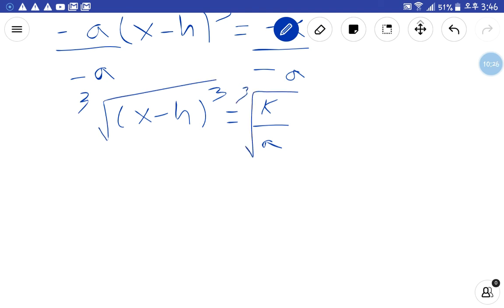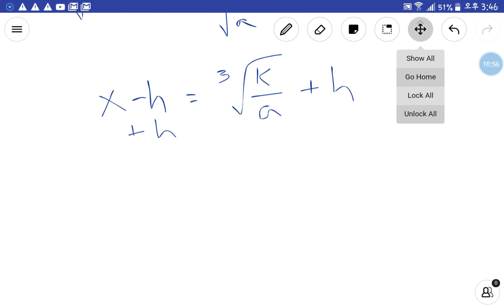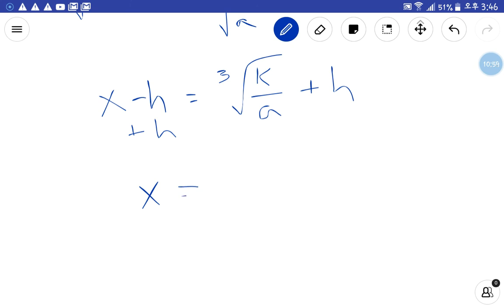Once you put the cube root, we don't put the plus or negative in front of it. But if you put the square root, we have to put the plus or negative, right? Because cube does not change your sign. Like negative 1 cubed is negative 1. So this time, x minus h is going to be left over. I have a cube root of k over a. Now what do we do? Plus h each side because I want to get my x. So your x would be the cube root of k over a plus h.